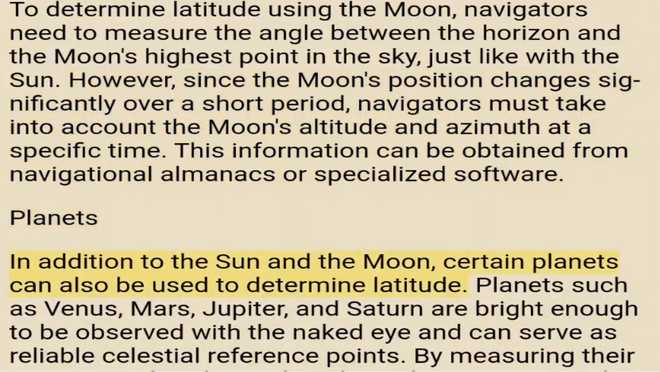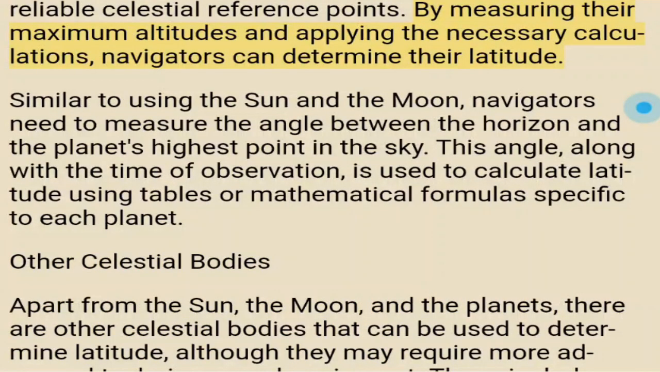Planets. In addition to the sun and the moon, certain planets can also be used to determine latitude. Planets such as Venus, Mars, Jupiter, and Saturn are bright enough to be observed with the naked eye and can serve as reliable celestial reference points. By measuring their maximum altitudes and applying the necessary calculations, navigators can determine their latitude.